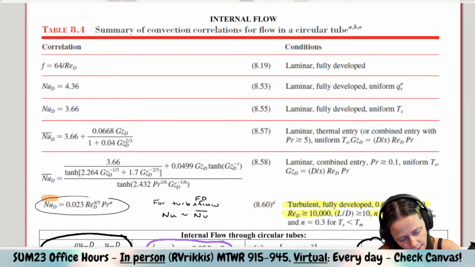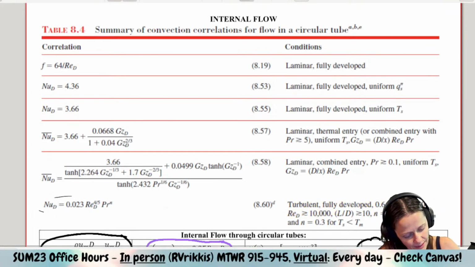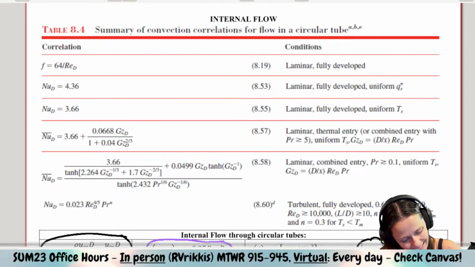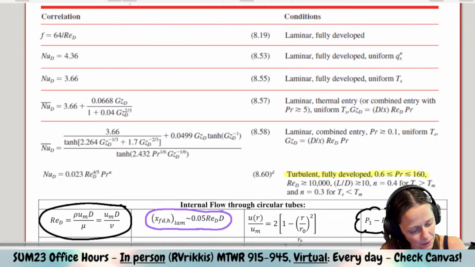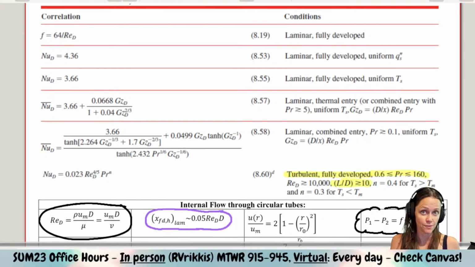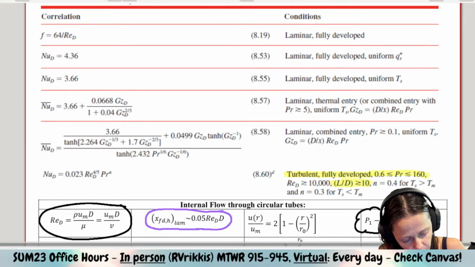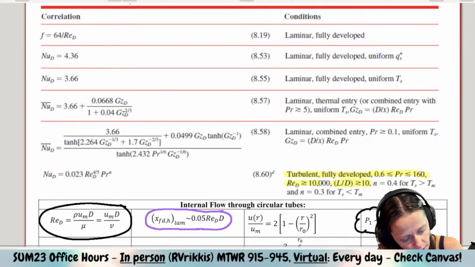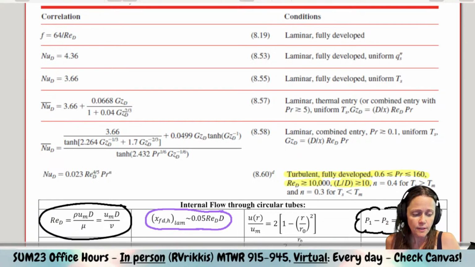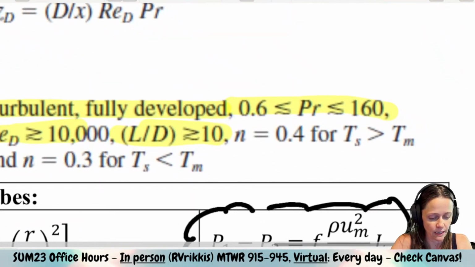And it looks like this is going to help us again. We have turbulent flow. It's fully developed. Our Prandtl number is in the right spot. Our L over D is greater than 10, another way of saying it's fully developed. Reynolds number is 14,000, so I got that one too. And remember the previous problem, we used this for a constant surface temperature. This one's a constant heat flux, but it doesn't matter because we're still heating it.